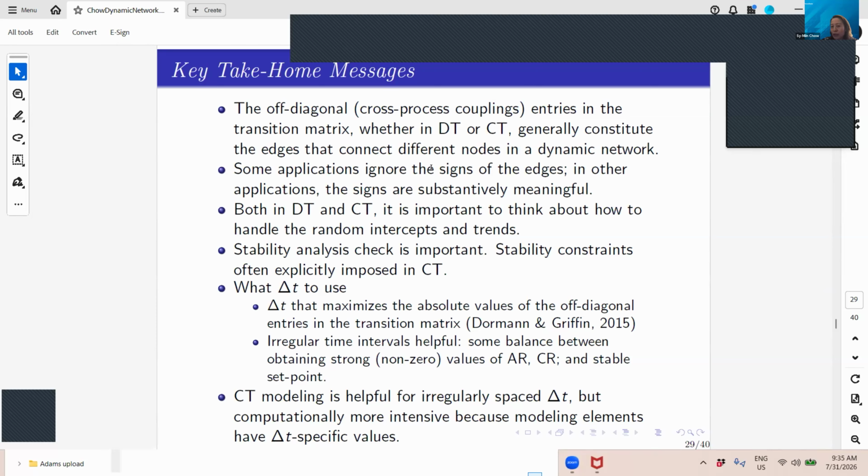Some other applications find that substantively meaningful, right? So that is something to think about. Both in discrete and continuous time, it's important to think about how to handle random intercepts if different people have different set points. It's important to acknowledge and accommodate that. If you have trends, right? If you have changes in means or set points over time, it is also important to accommodate or address that or remove the trends prior to analyzing the dynamic networks.